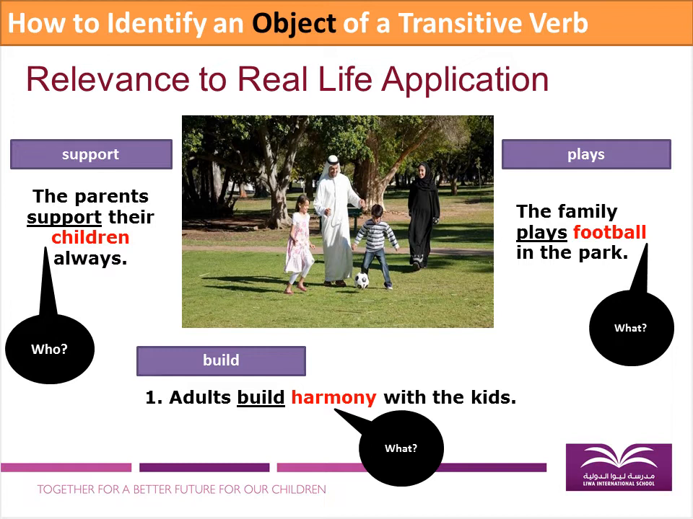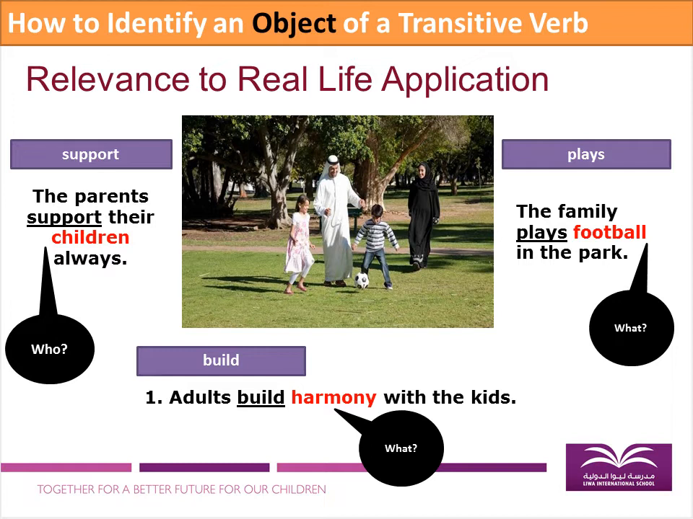Okay, the first one is support. The parents support their children always. What is our object in this sentence? Let's ask the question who. The parents support who? Children. So our object here is children.